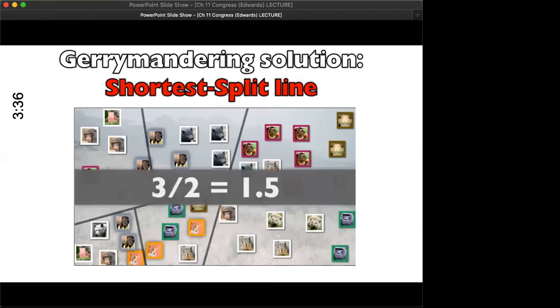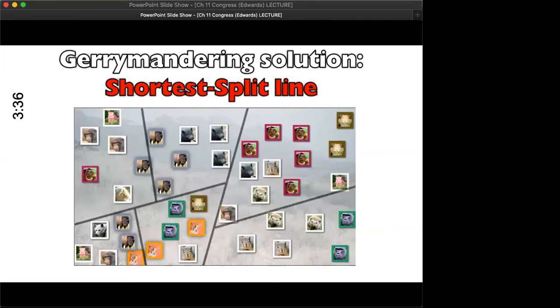Take 3, divide it by 2, you get 1.5. Round 1.5 up, you get 2. Round 1.5 down, you get 1. So we want to divide that group into a 2-1 ratio. Finding the shortest line that will do that should be this line. We can just double check our math again.